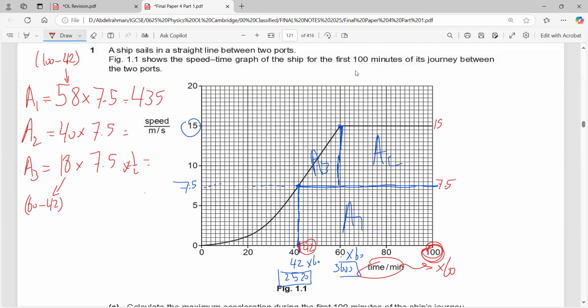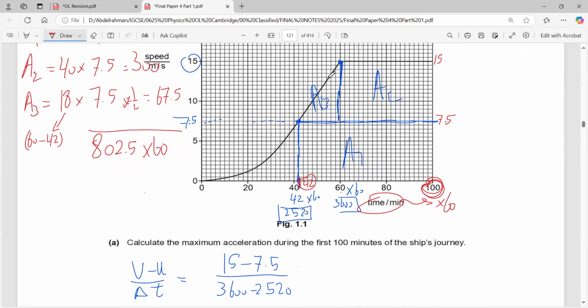Okay, 40 times 7.5 is 300, and then I'll multiply by 60 again. 18 times 7.5 times half, 67.5. Let's add them up. 45 plus 300, it's 802.5. And then I'll multiply by 60. It's a huge number, 48,150.